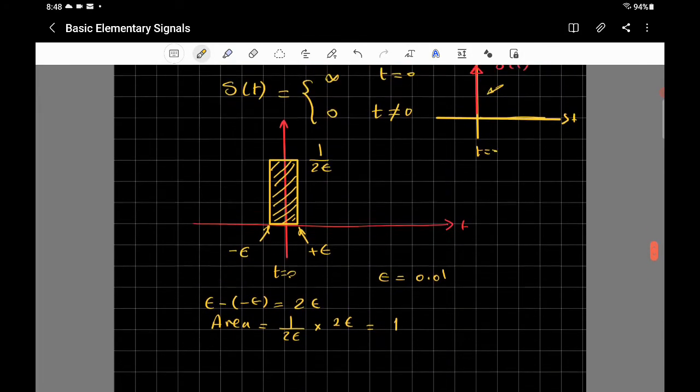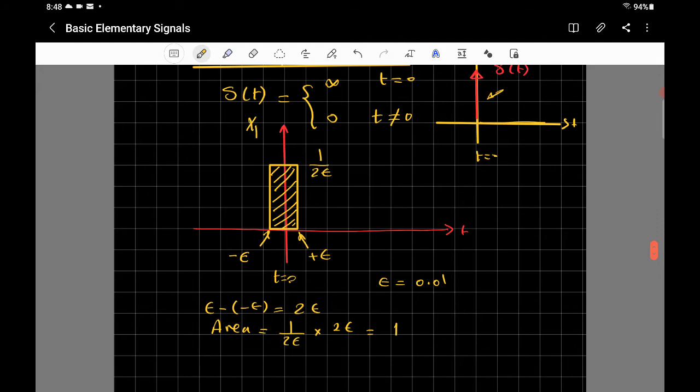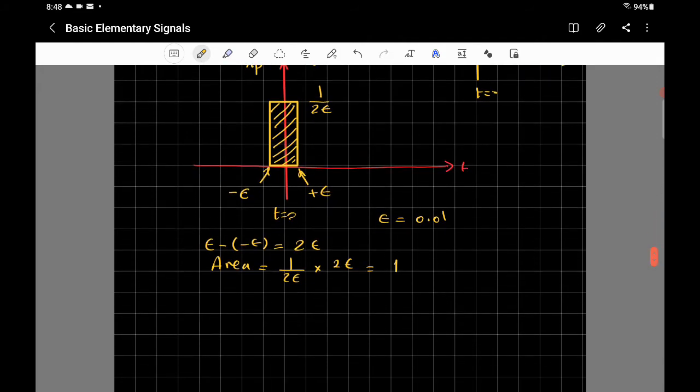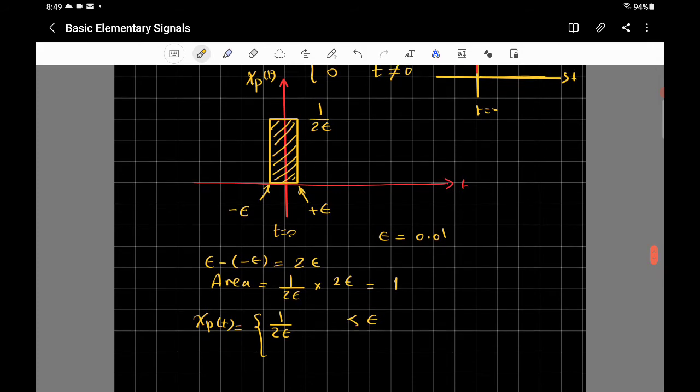So you can say that this pulse, x p of t, call it the pulse, is defined as equal to the amplitude 1 over 2 epsilon, where epsilon is greater than 0 and less than 1. And that's for t greater than negative epsilon and less than positive epsilon, where epsilon is a very small value. And 0 otherwise.